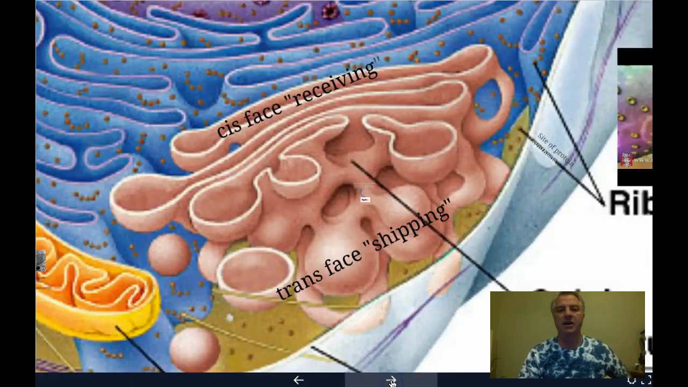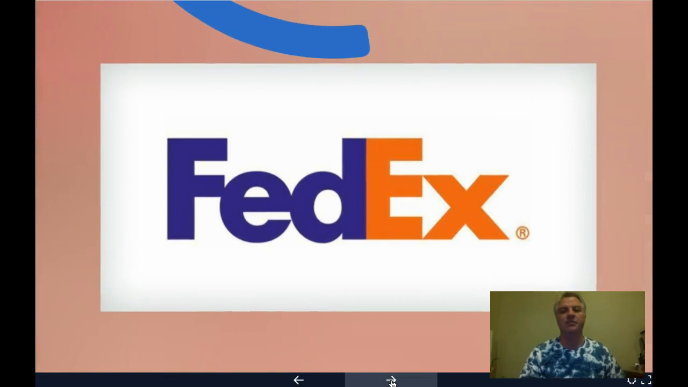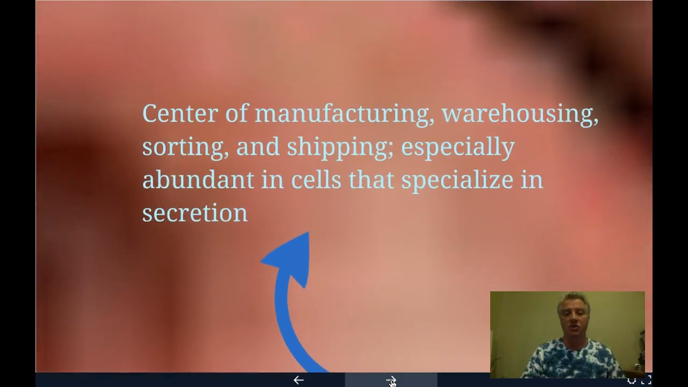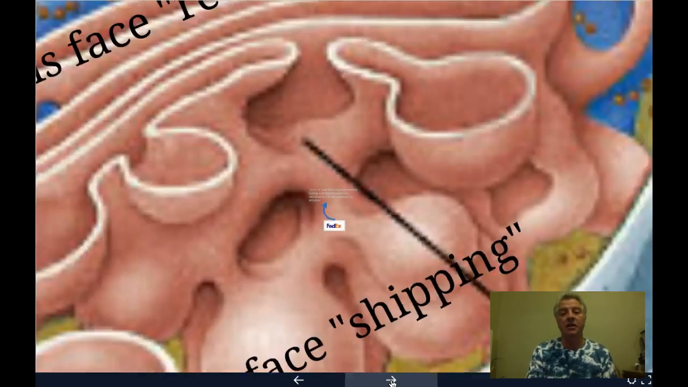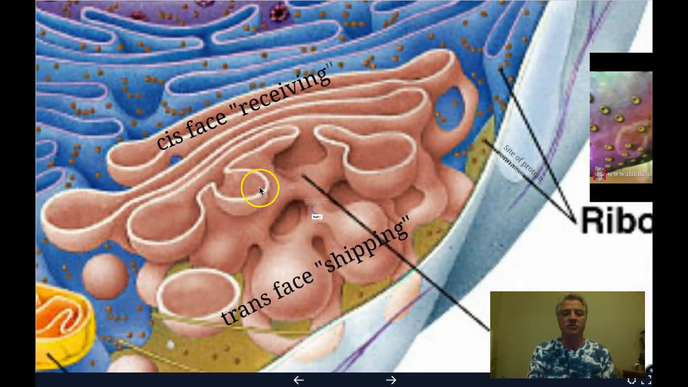The Golgi apparatus is the FedEx of the cell, or the post office, UPS, whatever you want to call it. Its job is that it receives materials, sorts them, repackages them, and ships them off to where they need to go. They're especially abundant in cells that specialize in secreting proteins like insulin or maybe hemoglobin or something like that.